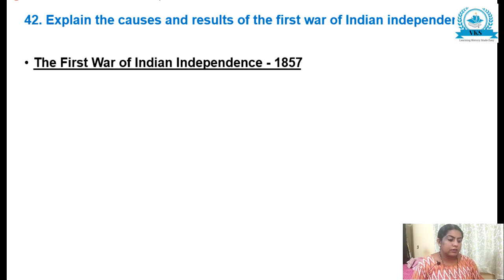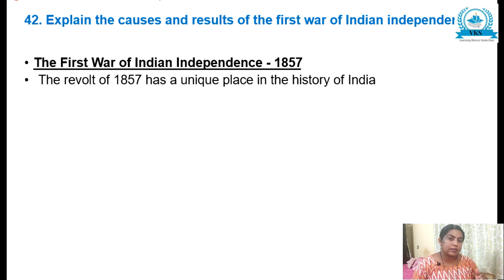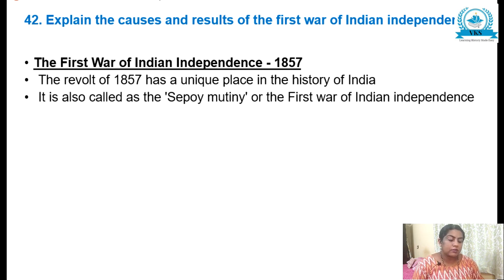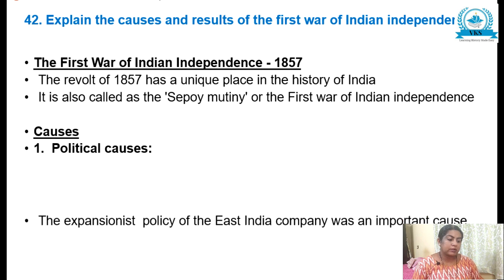So as a heading you can write the First War of Indian Independence 1857, and as an introduction you can write: the revolt of 1857 has a unique place in the history of India. It is also called the Sepoy Mutiny or the First War of Indian Independence. Then you can go to the causes. The first cause, political cause.